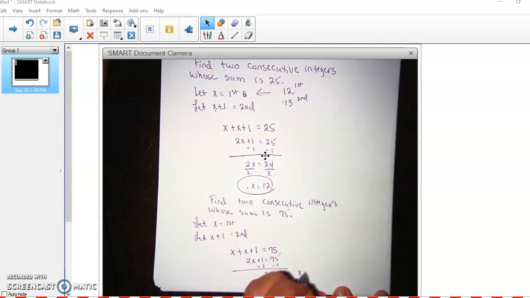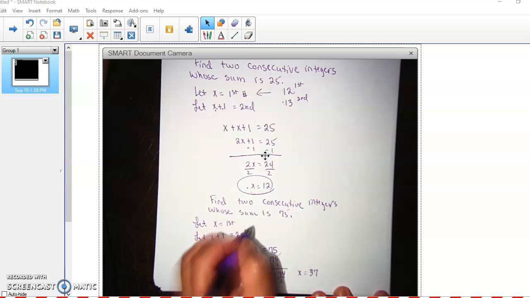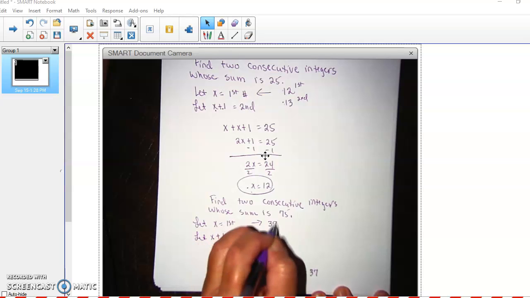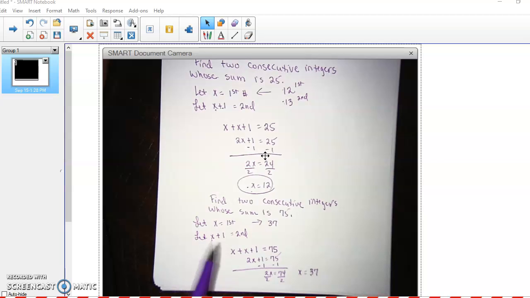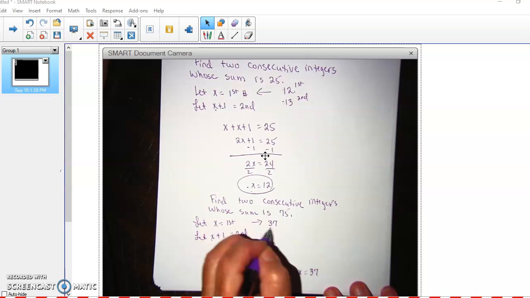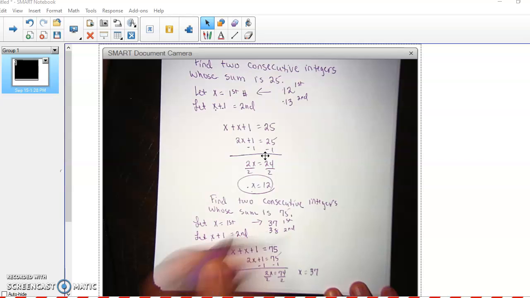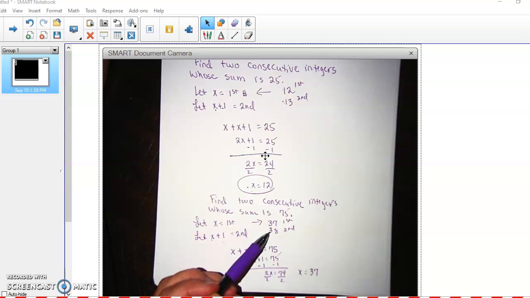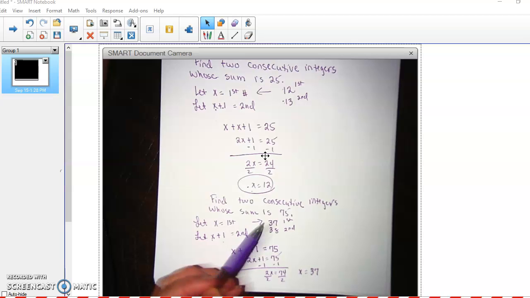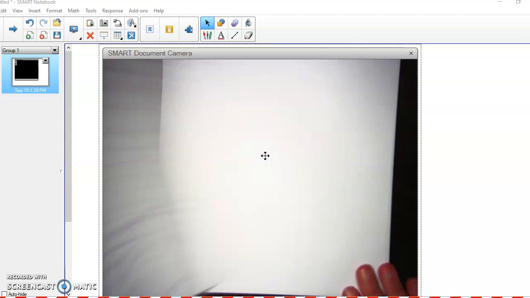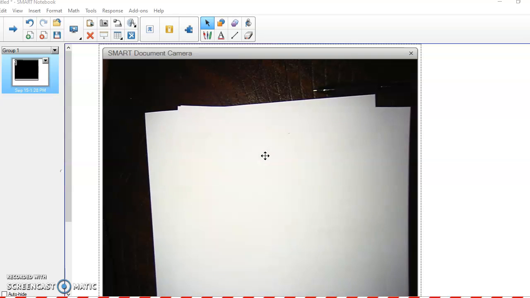So x equals 37. If x is 37, I'm going to take that x and add 1 to it to give me 38. So this should be my first number, and this should be my second number. They're consecutive. If I add them together, they're going to equal 75. Okay, let's do the next one.